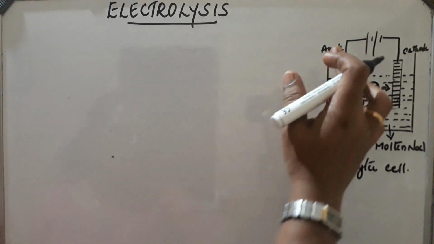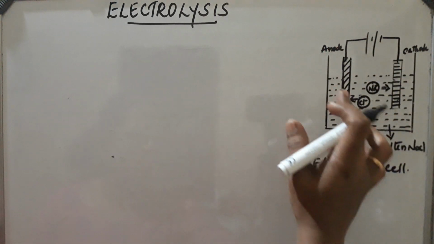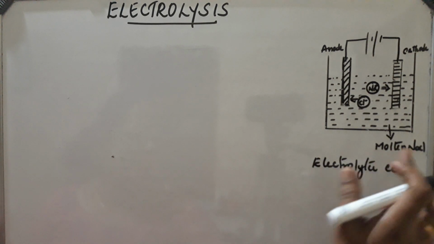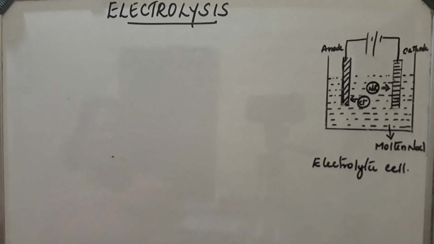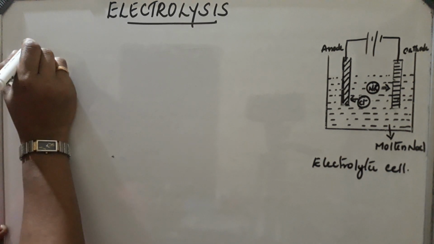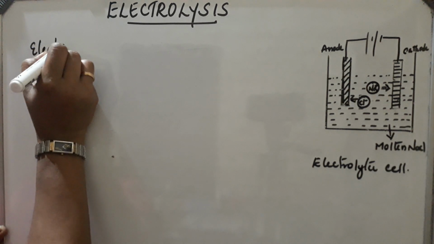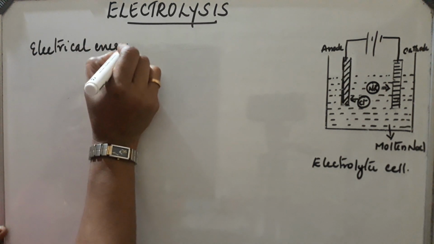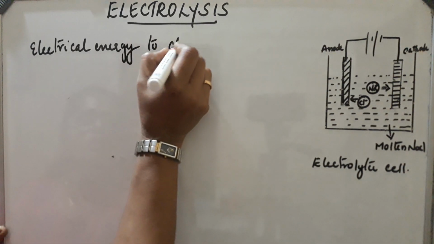It is connected to a battery and these two electrodes are dipped in a solution which is molten NaCl, that is NaCl solution. So, these electrodes are dipped in NaCl solution. Okay, so this cell, the electrolytic cell, is a cell which converts electrical energy into chemical energy. Electrical energy to chemical energy.